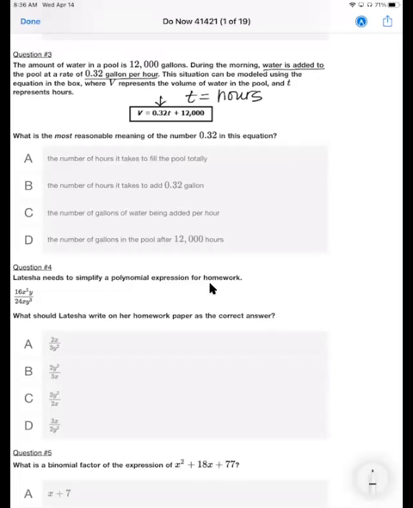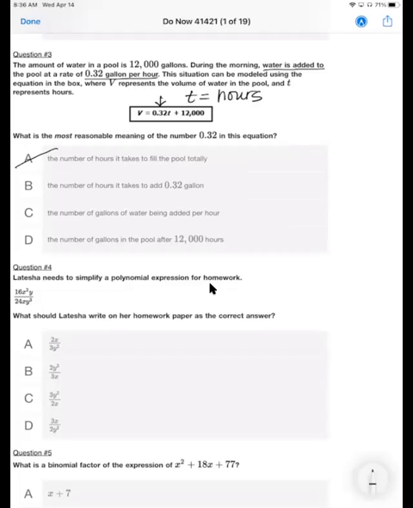So let's look at A, the number of hours it takes to fill the pool totally. So no, the 0.32 is the amount of gallons per hour. So we're gonna mark that one off. The number of hours it takes to add 0.32 gallons. No, we don't know how many hours.